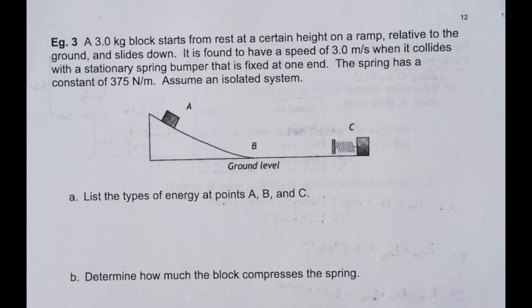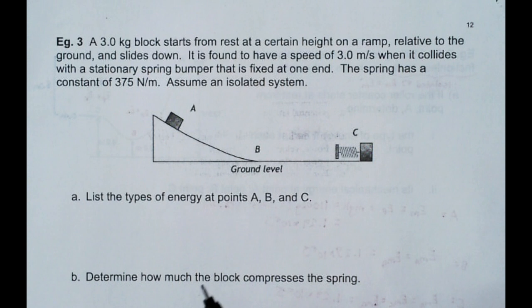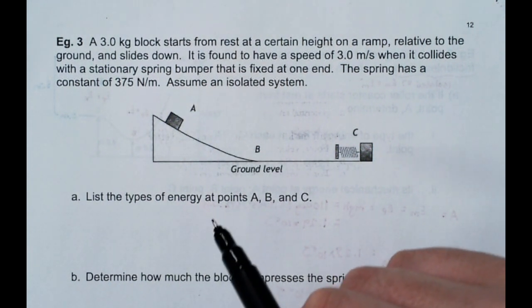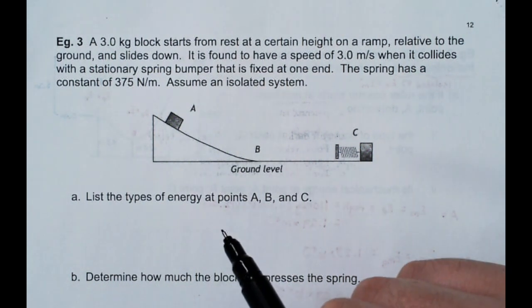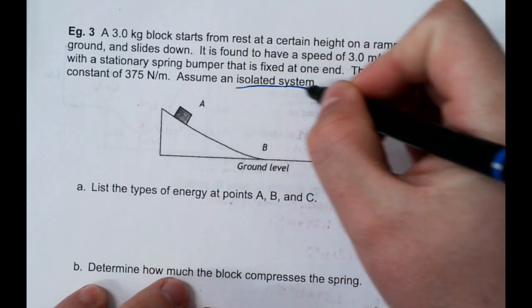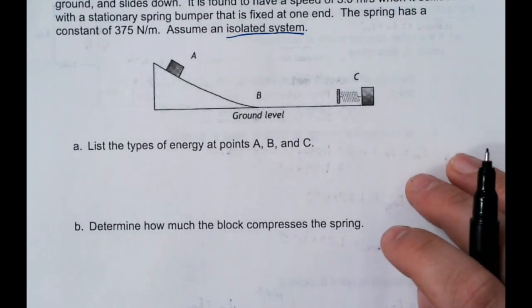In this final example, we are going to use all of our types of energy that we've learned in this lesson. So we have a 3 kilogram block that starts from rest at a certain height on the rack, relative to the ground, and slides down. It is found to have a speed of 3 meters per second when it collides with a stationary spring bumper that is fixed at one end. The spring has a constant of 375 newtons per meter. Assume an isolated system. So remember, now we don't need to worry about air resistance, friction, or any of those external forces. But we want to list the types of energies at point A, B, and C.